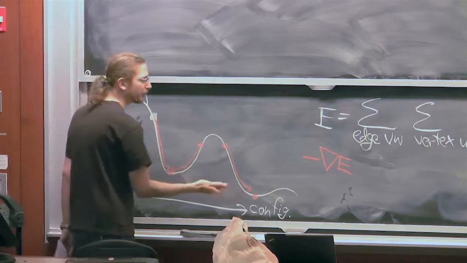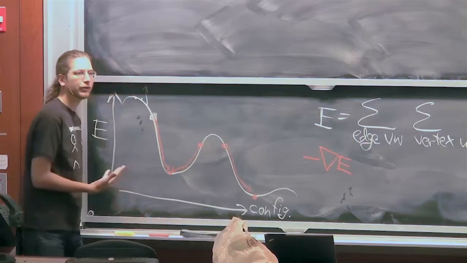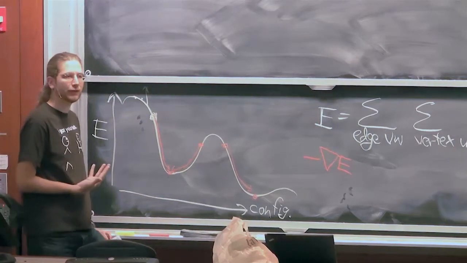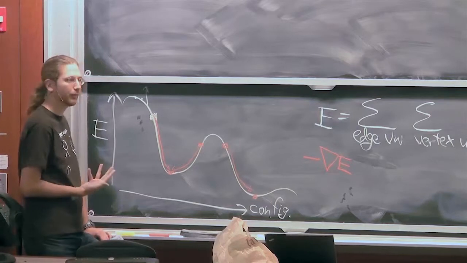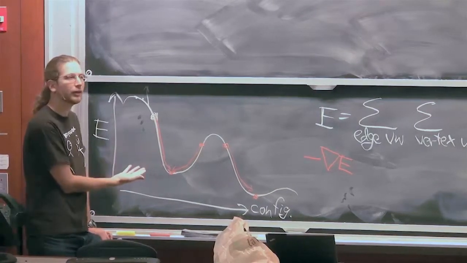And what I really want is maybe some kind of global energy minimum. That's the usual issue with gradient descent. It's why people don't like to use gradient descent sometimes, because it gets stuck.